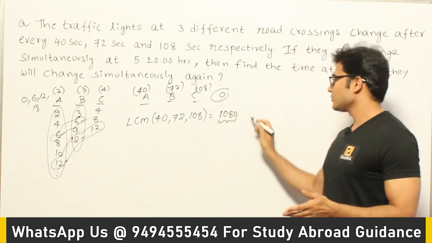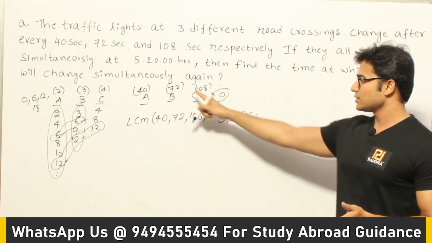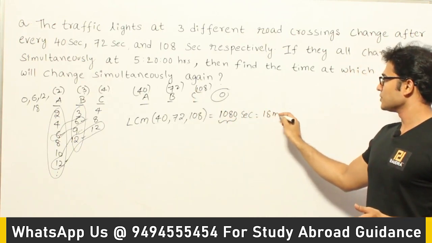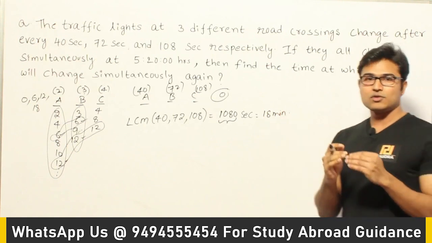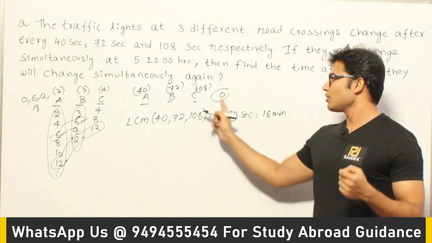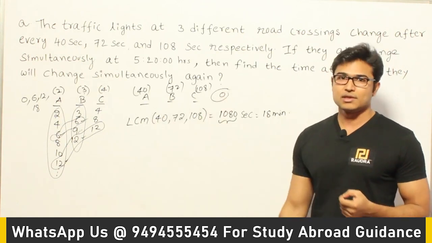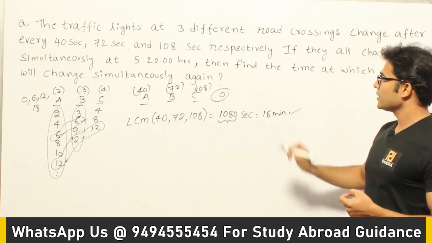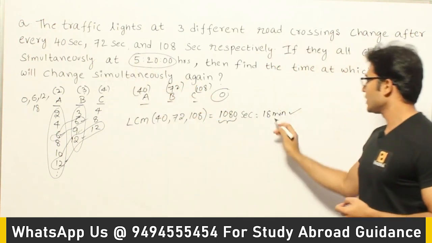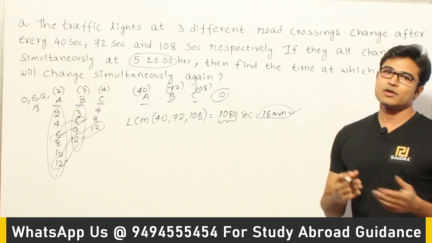Got it? Now what is 1080 seconds? So everything is in seconds, so I got the answer in seconds. 1080 seconds is 18 minutes, which means if I assume that I am going to start at time 0, then after 18 minutes I am going to see that all of them are going to be at the same stage. Now, they are saying that we started at time 5:20, and after 18 minutes we are going to see all of them red or green.